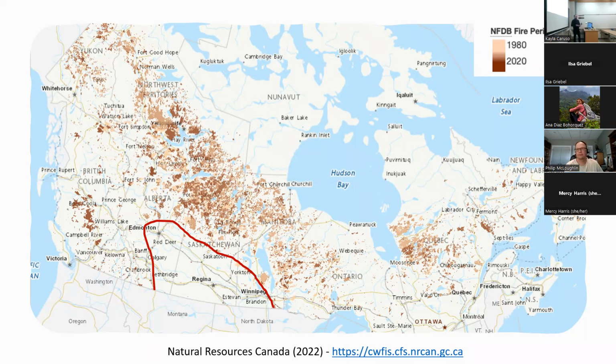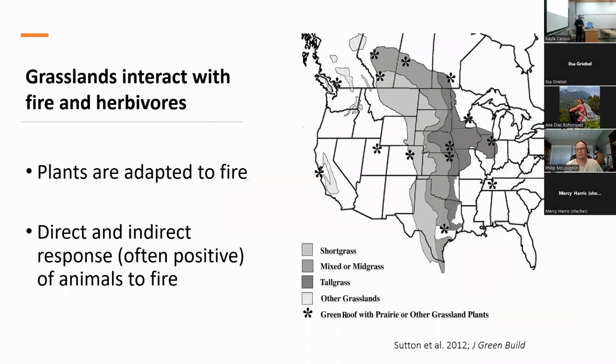I'm saying that because fire interacts with grasslands and animals as well. The way these prairies in North America were created was basically by interacting with fire and herbivores, especially. So it's a really important ecological factor to maintain the grassland ecosystem.